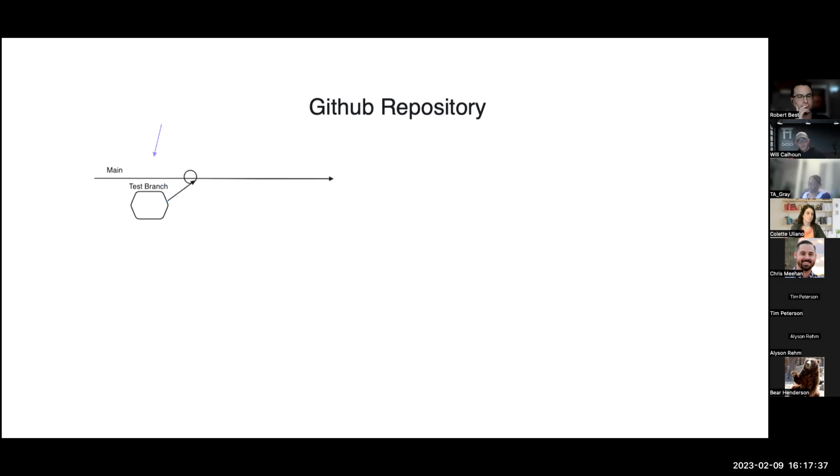So now your main branch has your new features in there, right? So this gets merged in. That's how branching works, and that's, at a very high level, what's happening.